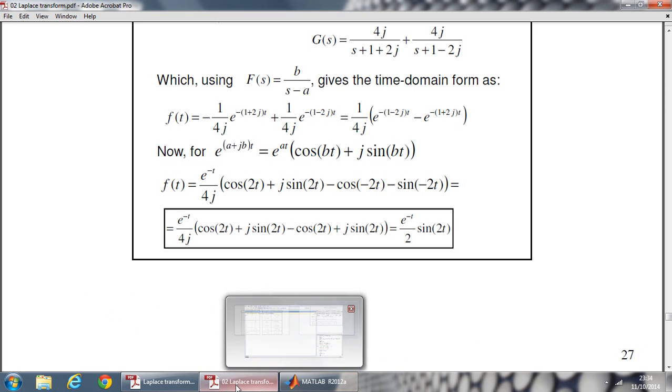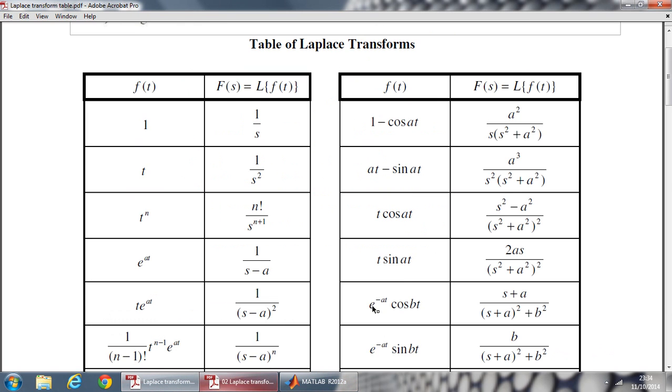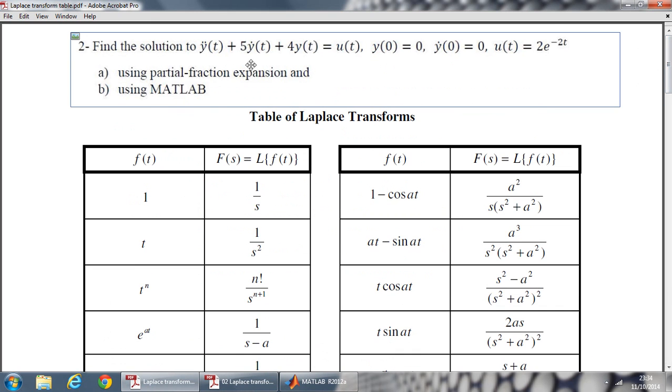In part B of the problem, it has been asked to solve this differential equation using MATLAB. The main part of solving part B is to use the command residue. The command residue helps you find the coefficients of a partial fraction expansion.